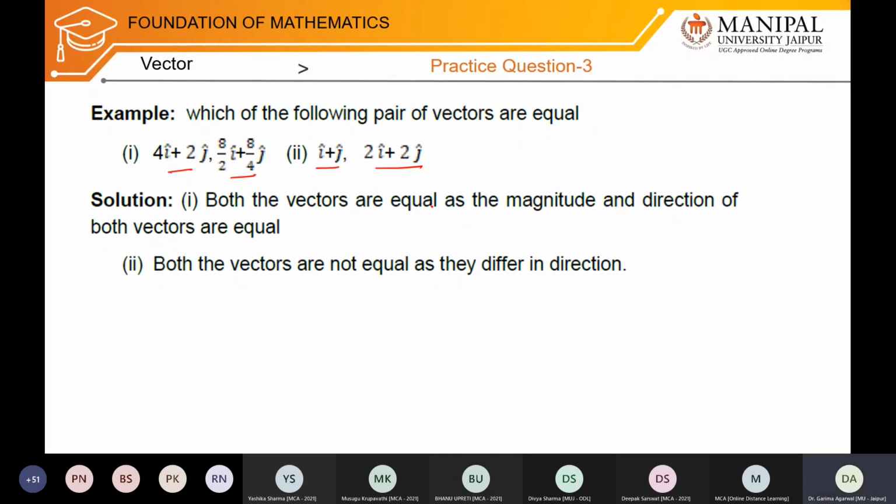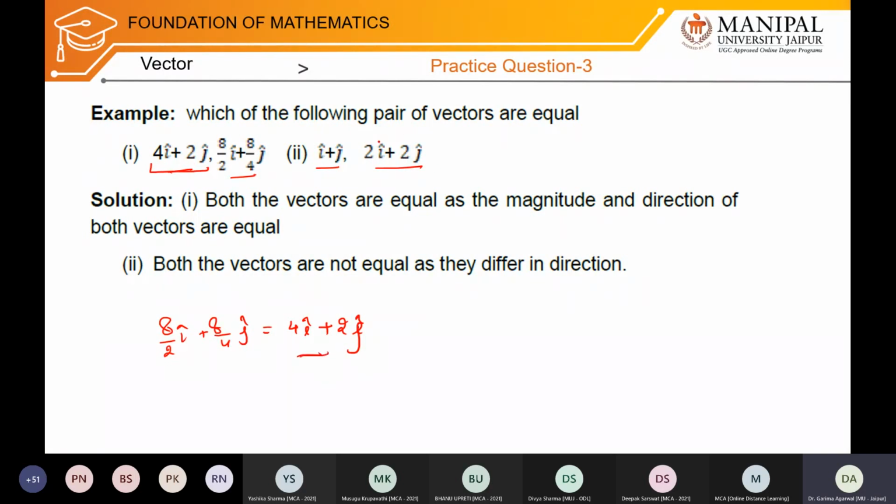Both the vectors are equal as the magnitude and direction of both the vectors are the same, right? How can we say that the magnitude is the same? 8 by 2 is 4 and 8 by 4 is 2, right? 8 by 2 i cap plus 8 by 4 j cap. So 8 by 2 can be written as 4 i cap and 8 by 4 can be written as 2 j cap, right? And the second is 4 i cap plus 2 j cap. So both the vectors are the same.